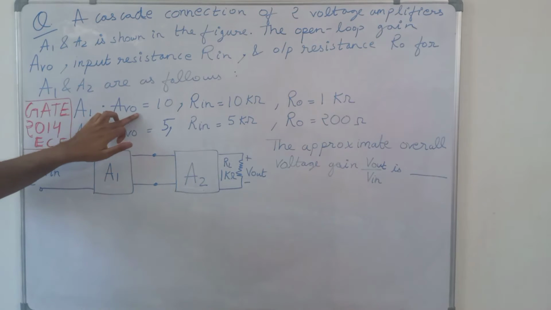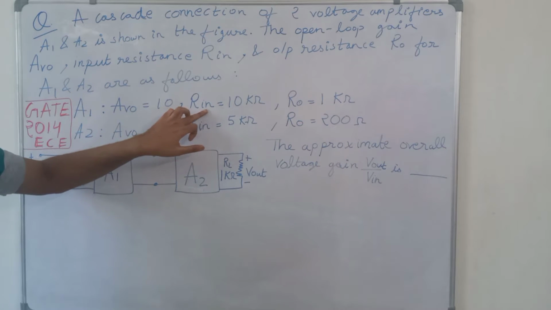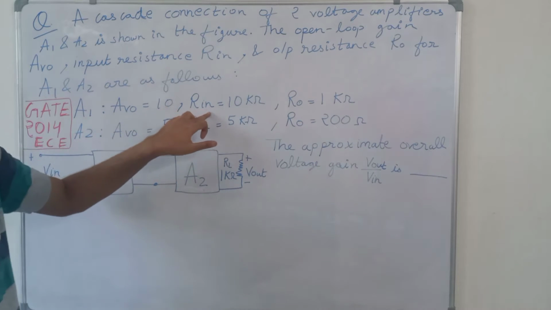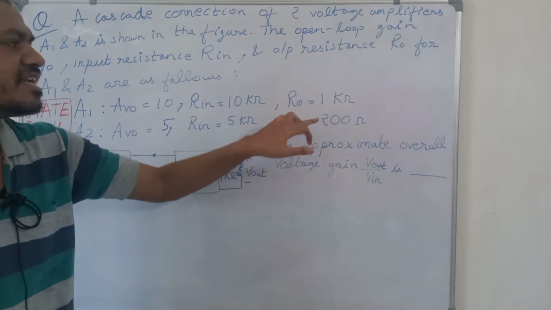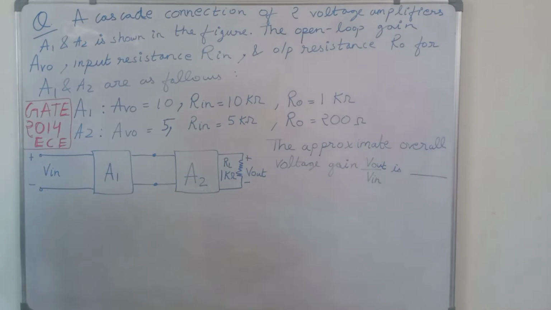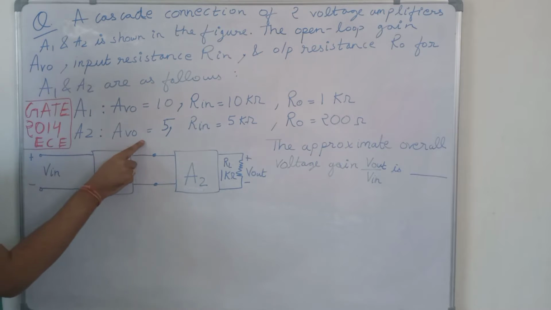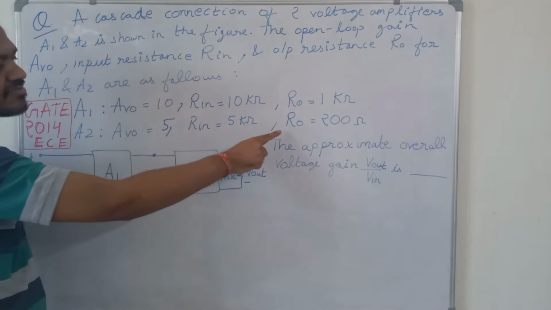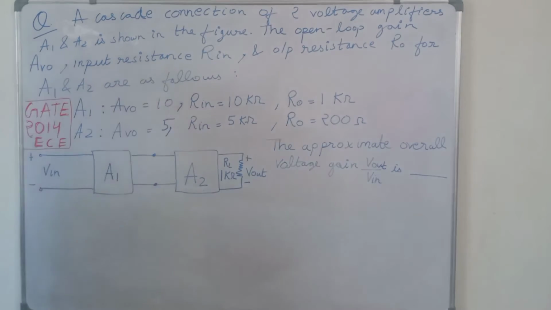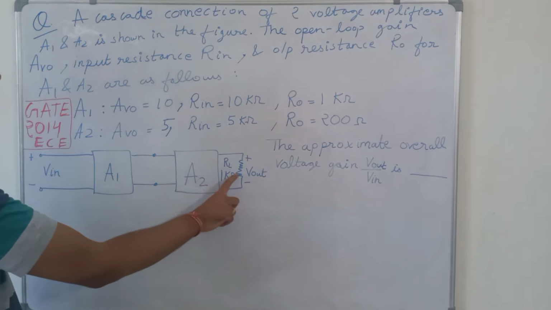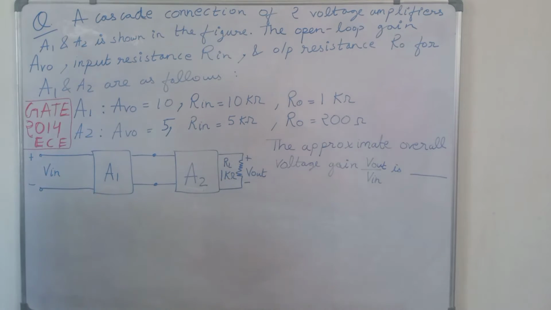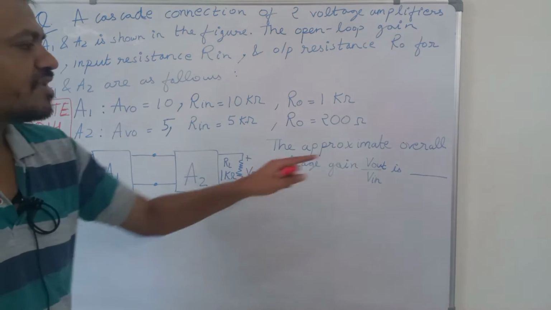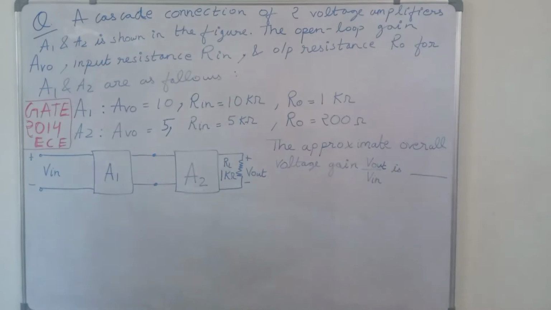So open loop gain of A1 is 10, the input resistance of the first stage is 10 kilo ohm and its output resistance is 1 kilo ohm. Similarly, for the A2 amplifier, its open loop voltage gain is 5, input resistance is 5 kilo ohm and output resistance is 200 ohm. So this is the figure, and the load resistance is given as 1 kilo ohm. So we have to find the overall voltage gain V out upon V in.